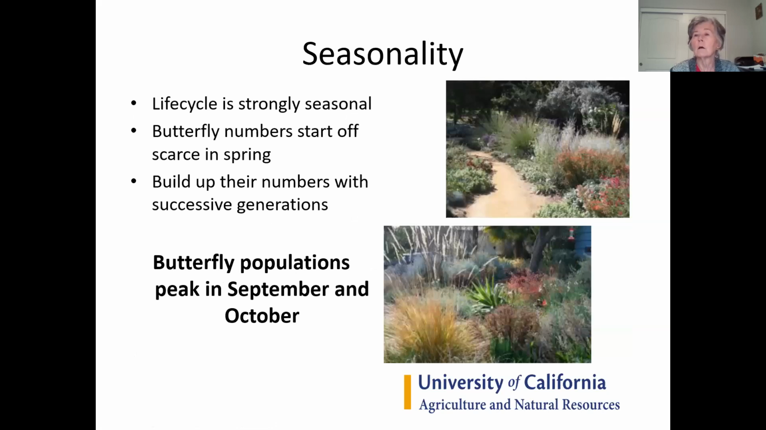The life cycle of butterflies is very seasonal. Butterfly numbers start off low in the spring, and they build up their numbers with successive generations, with egg laying, going through the life cycle, finally becoming adult. Their population, the adult population, peaks in September and October.